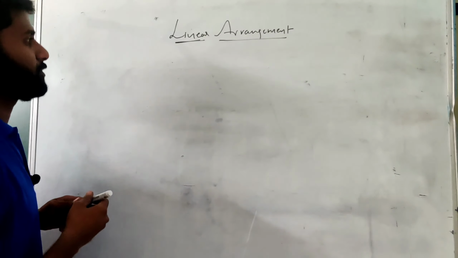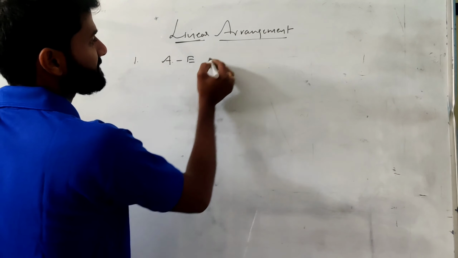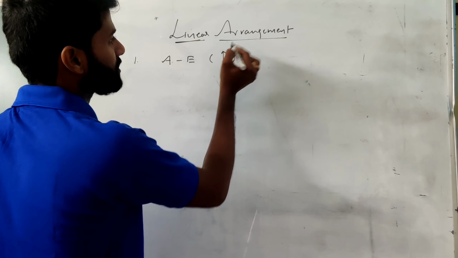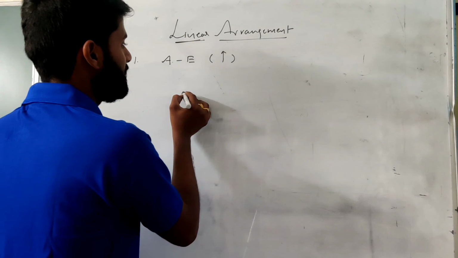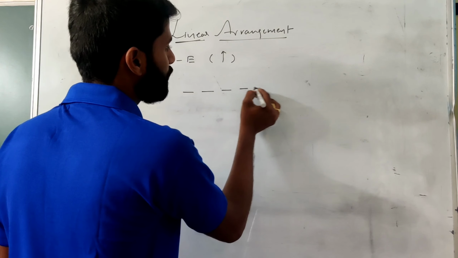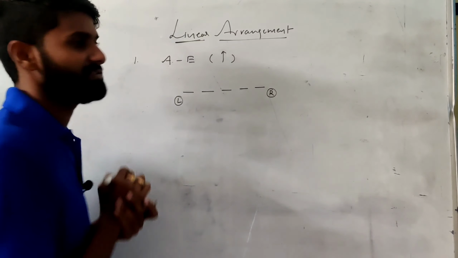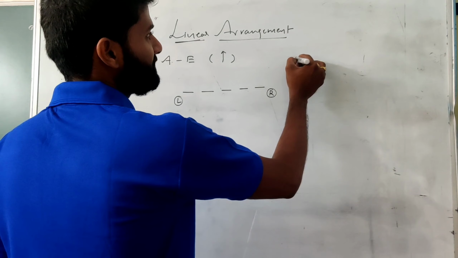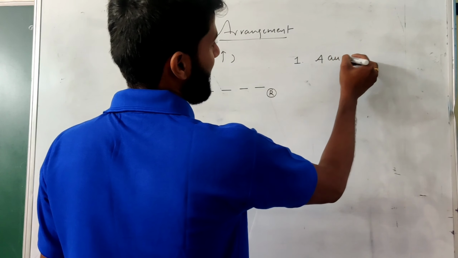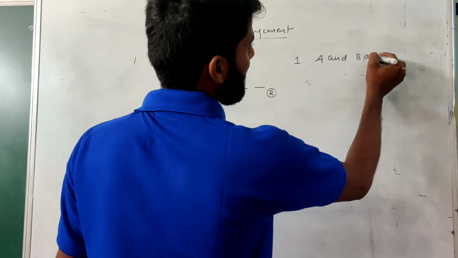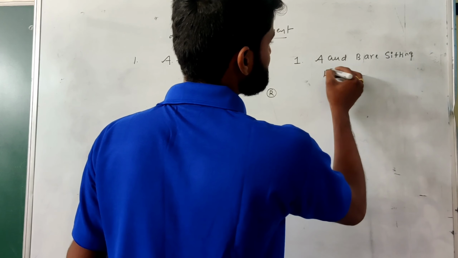Okay, see the first piece of information. If the statement is A to E, there are five persons facing north: 1, 2, 3, 4, 5. Facing north means this is the right side and this is the left side. Here they gave statement number 1: A and B are sitting next to each other.